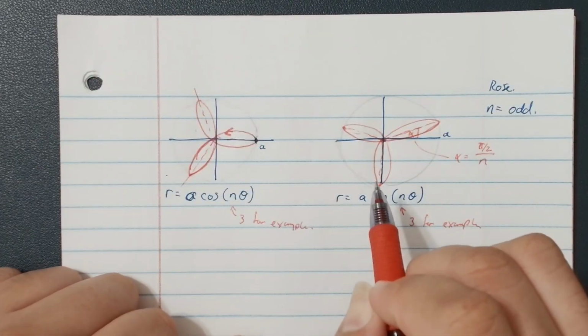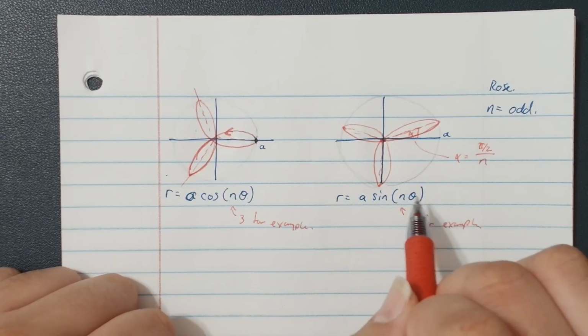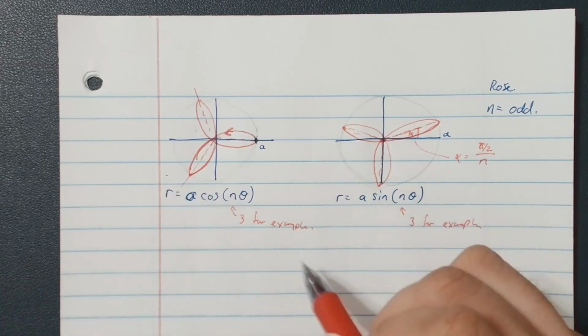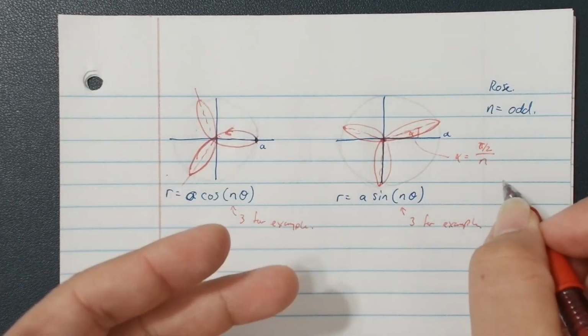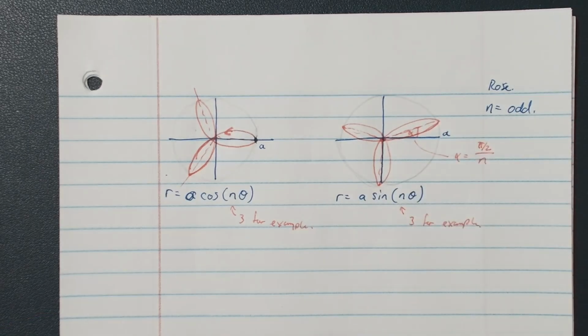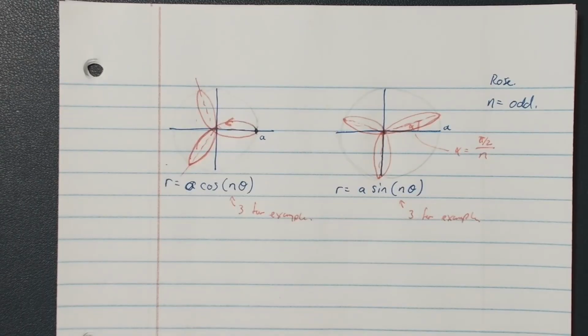And this would be another 3-petaled rose, but this time with sine instead of cosine. And if this is a 5 or a 7 or a 9, you would follow the same pattern. You would do the same thing, except here you would break this into 5 pieces, or 7 or 9, to get your odd-petaled rose.